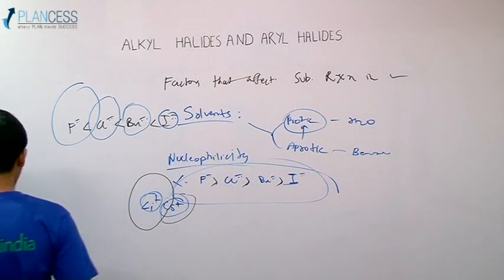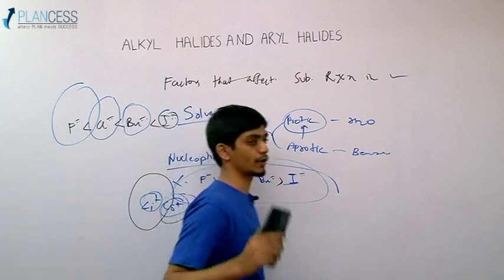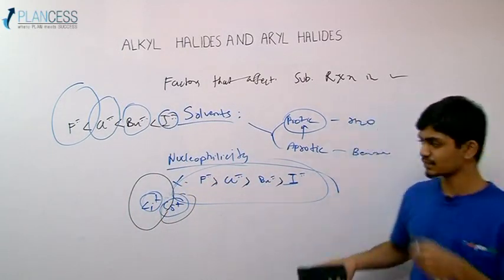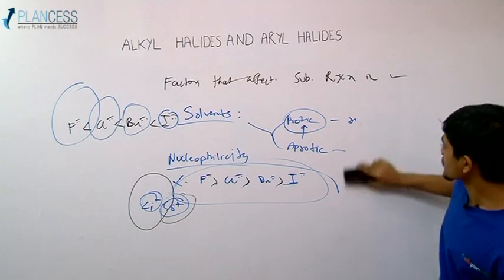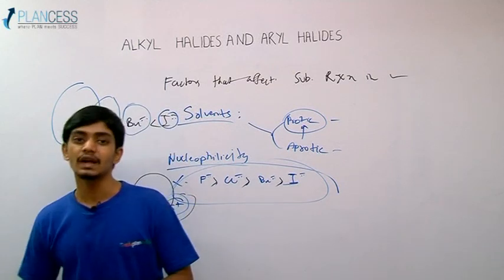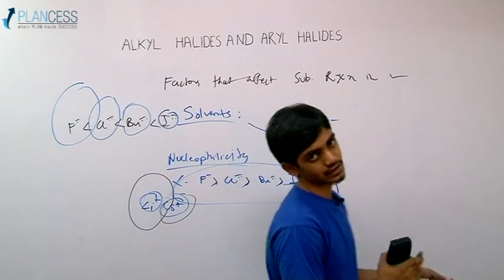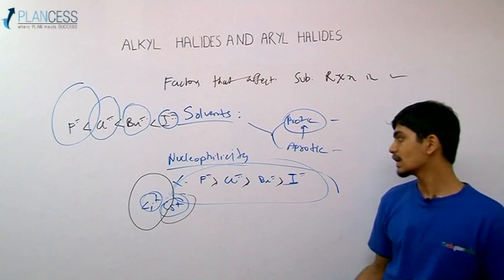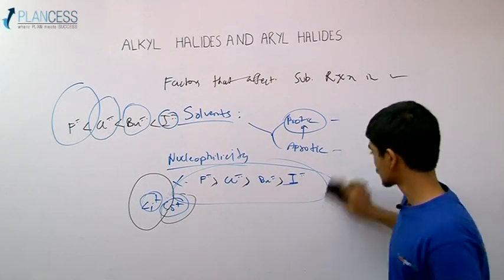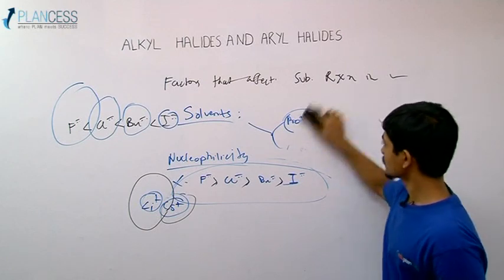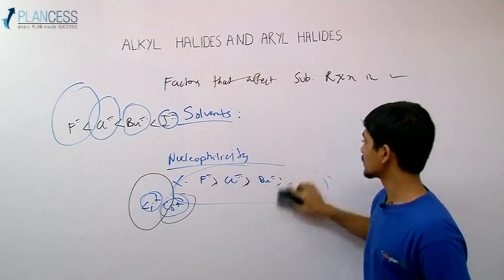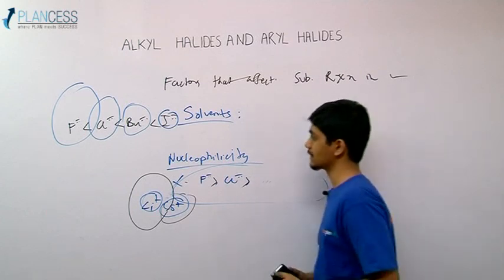So you see how solvents can play a very important role in substitution reactions. They also stabilize the carbocations, and carbocations are stabilized by protic solvents, and if they are stabilized more, the reaction will go faster in case of SN1, and in an aprotic solvent that same reaction will be quite slower. Now finally we have discussed all the factors which affect the substitution reactions.